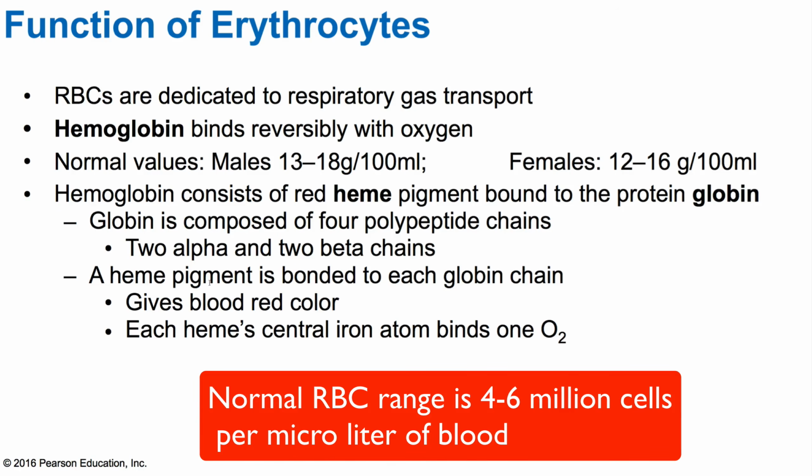Now, the heme pigment is bound to each globin chain. In other words, you have 1 heme pigment to 1 globin chain. In other words, in 1 molecule of hemoglobin, you have 4 heme molecules. Okay, so you have 4 hemes in a hemoglobin. Now, each heme's central iron is where the oxygen is going to be binding. So remember, this is an oxygen molecule that bonds. Not an oxygen atom, but an oxygen molecule.